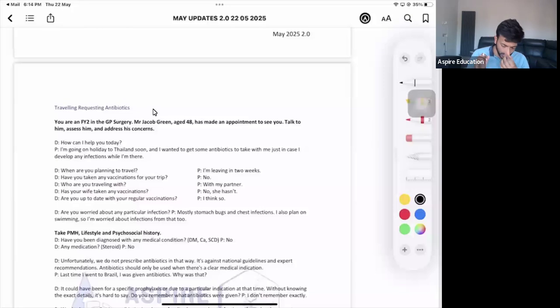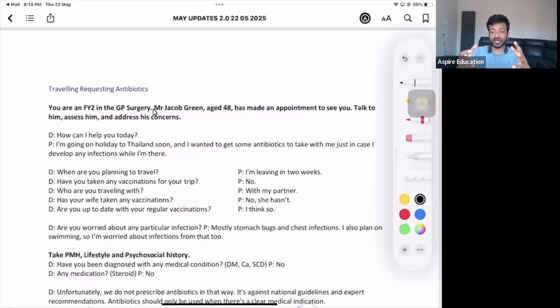The first scenario that we have, I just want to have your opinions as well. I would like to make it more interactive, and I would like you to answer in the chat box as well. So, we have got a scenario. The patient has made an appointment because the patient is requesting antibiotics because the patient is traveling to Thailand, for example. So, are we going to give antibiotics prophylactically to the patient?